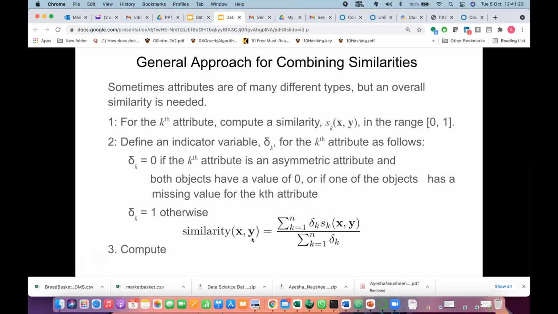Then similarity(x,y) means that for each attribute we find the similarity, with delta_k equal to 0 or 1. Then we count how many attributes are similar out of the total number of attributes. This same formula which we have seen is converted into a mathematical form here.